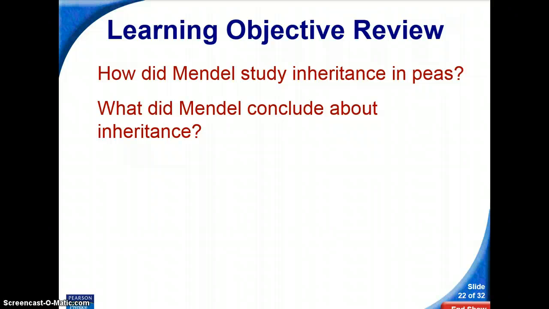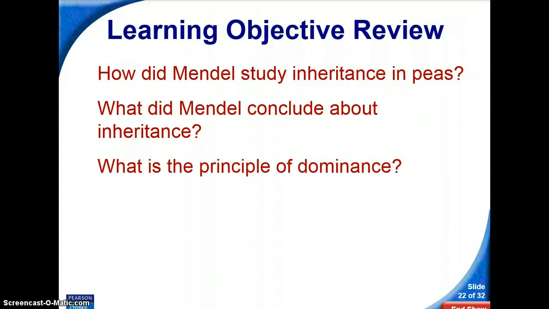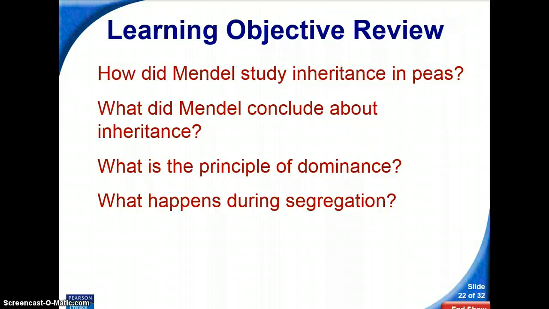What did Mendel conclude about inheritance? He concluded that biological inheritance is determined by factors passed from one generation to the next. What is the principle of dominance? The principle of dominance says that some alleles are dominant and others are recessive. And lastly, what happens during segregation? During segregation, alleles separate during gamete formation.